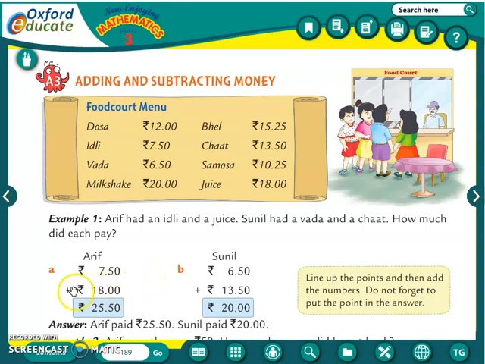So for that we have to write the numbers like this, and yes, we know how to add two numbers, but the only main thing is that we have to put a dot for the point and we have to write the numbers in proper sequence. Here it is given 7.50 for the idli and 18 rupees for the juice. And we have to write the numbers like this only, point to point we have to write.